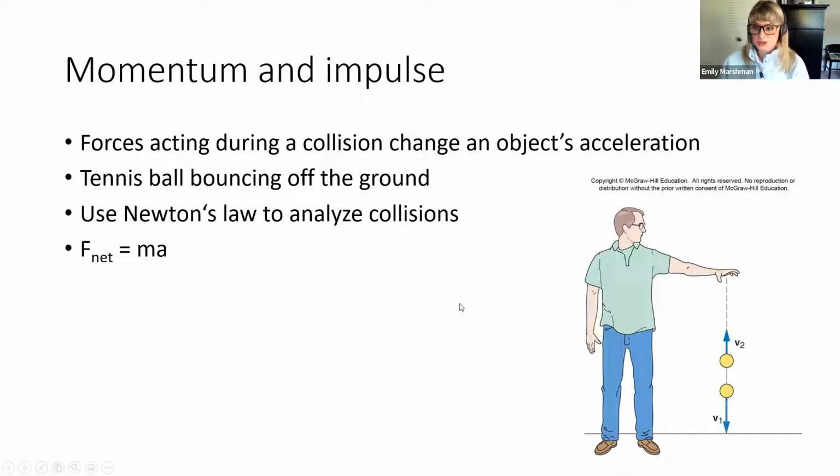So what we're going to do is go back to Newton's law to analyze the collision. What happens during the collision? What is the force that happens during the collision? We're going to go back to F net equals ma, and we're going to look at the force that acts on the tennis ball as it collides with the ground, during that interaction between the tennis ball and the ground.